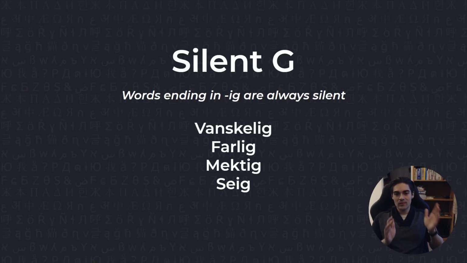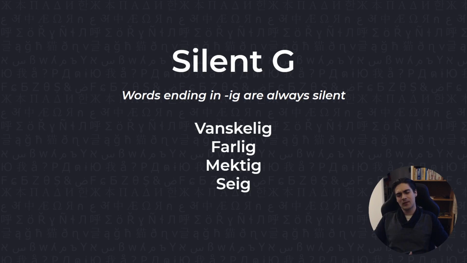Next, words ending in ig. Or I should rephrase this. When you have ig at the end, that G is always silent. Take for example, vanskelig, hard, farlig, dangerous, mektig, powerful, and seig, sticky.